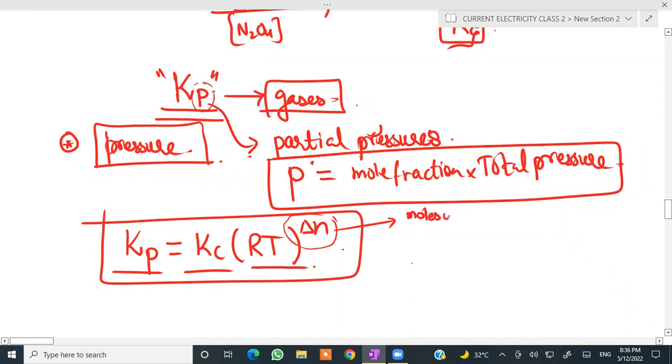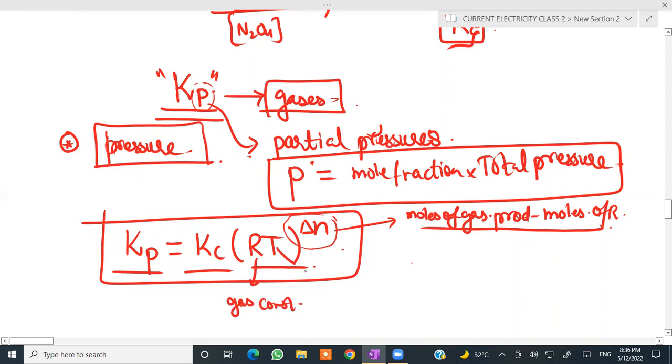So delta N is actually the moles of gaseous products minus moles of reactants. ठीक है, this is delta N, change in moles. R is the gas constant, right? And T is the temperature in Kelvin.